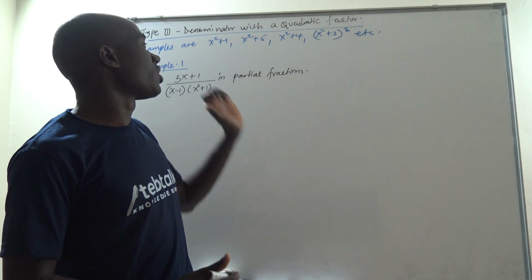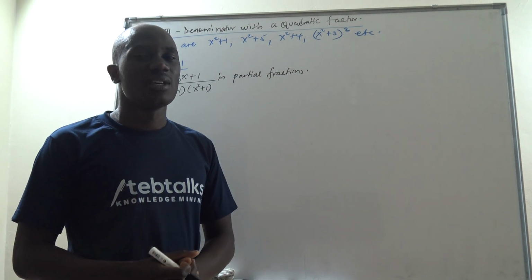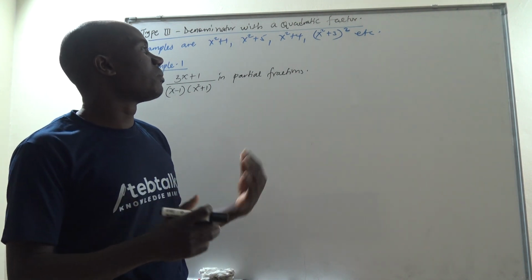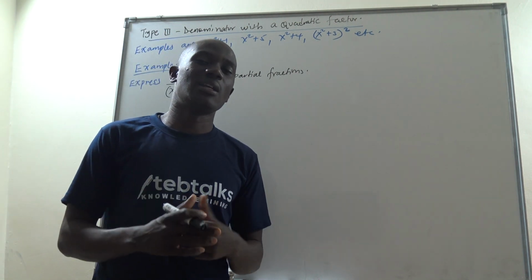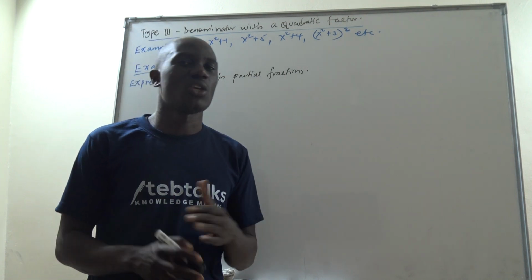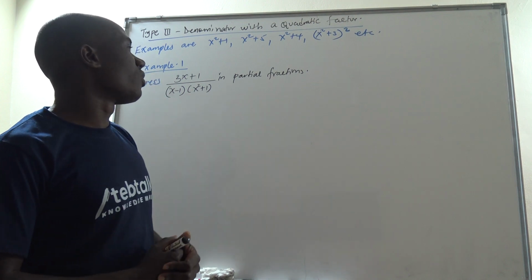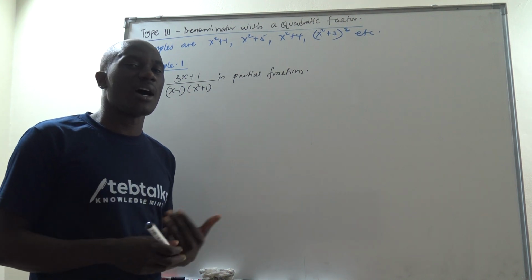You cannot factorize x squared plus 1. It is not a difference of two squares. Others are x squared plus 5, x squared plus 4, x squared plus c the whole of it squared, and many others. All those ones are in the form of a quadratic expression which has no factors. So we are going to look at the way we treat them, and we are going to start with the first example.